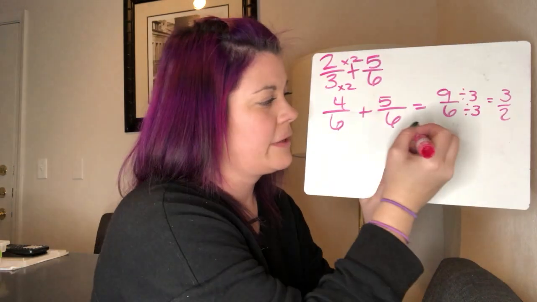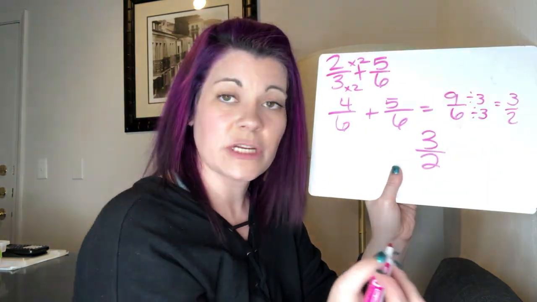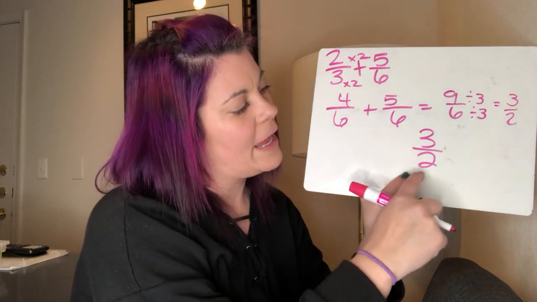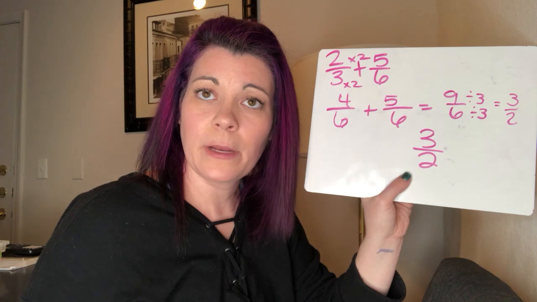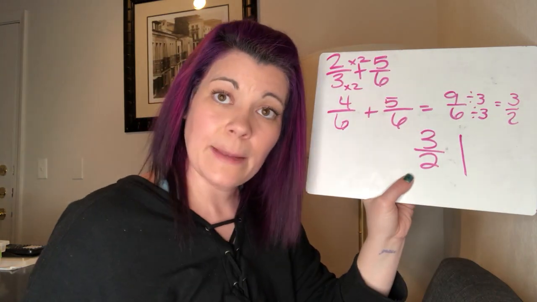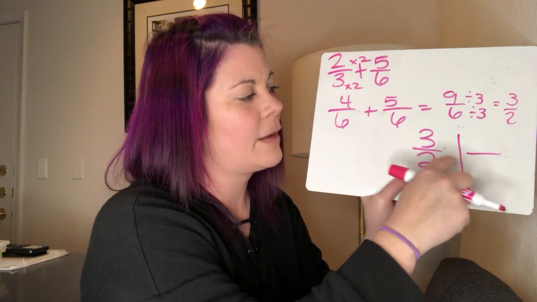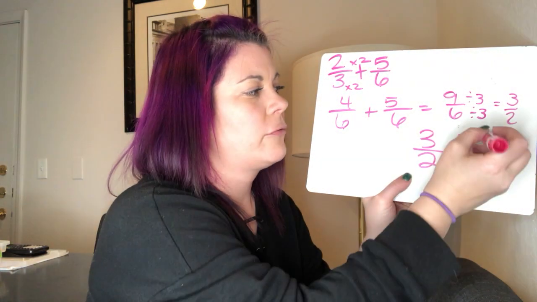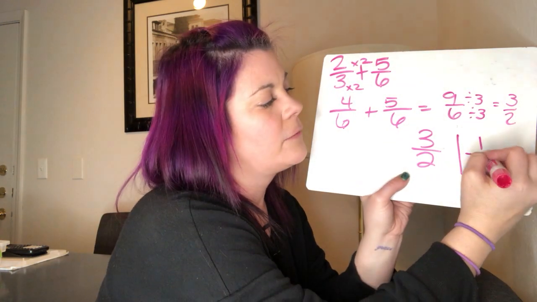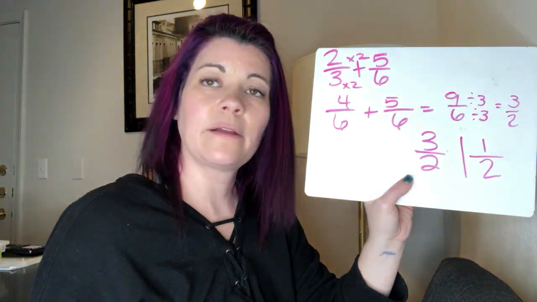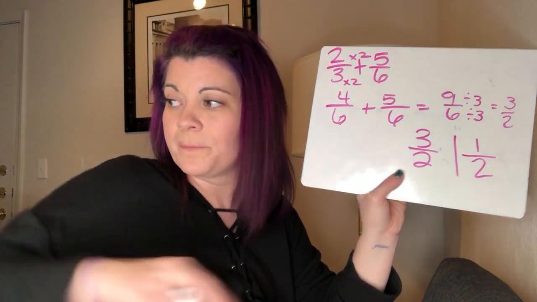And now I can change 3 over 2 into a mixed fraction. This is a little side note: to change to a mixed fraction, all you do is divide. You say, how many times will 2 go into 3 without going over? It goes in 1 time. Then to find your numerator, you say 2 times 1 is 2, and 3 minus 2 is 1 left over. And then we use the same denominator. So that's a little lesson within a lesson on how you change to a mixed fraction. So let's do another one. Let's do some practice problems with addition.